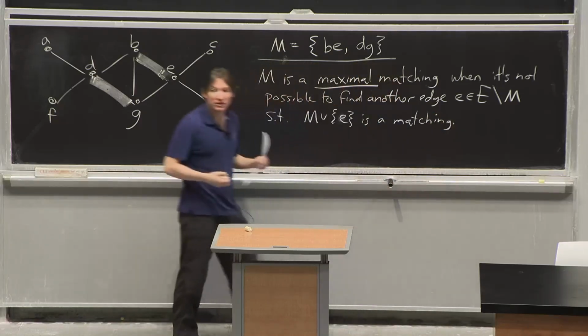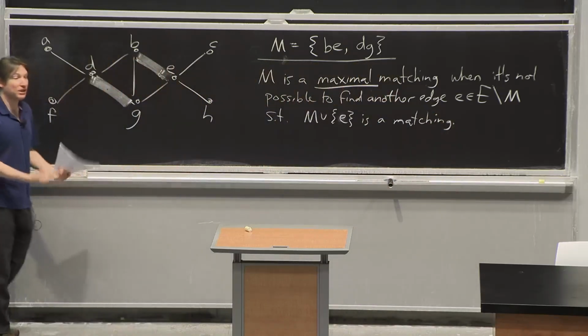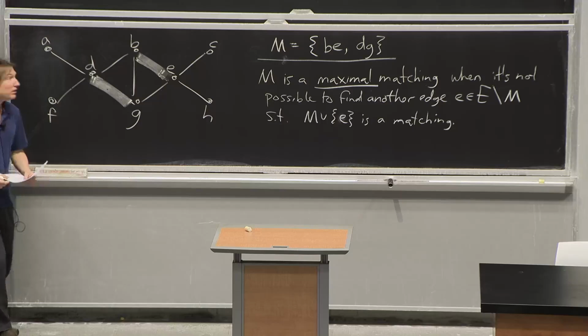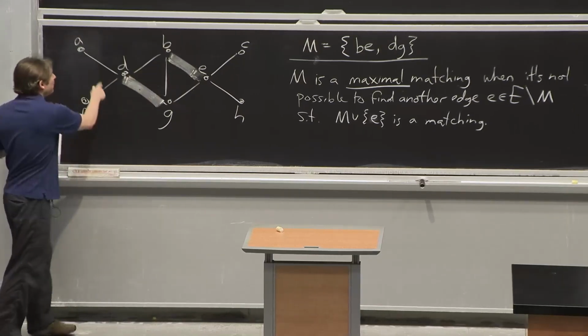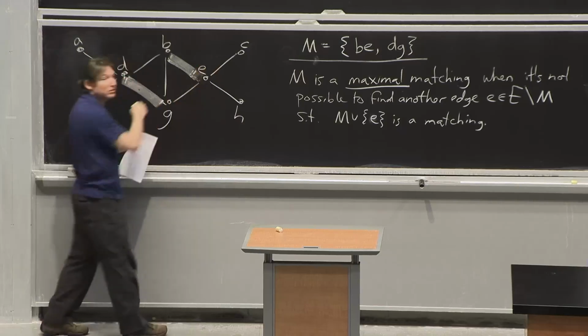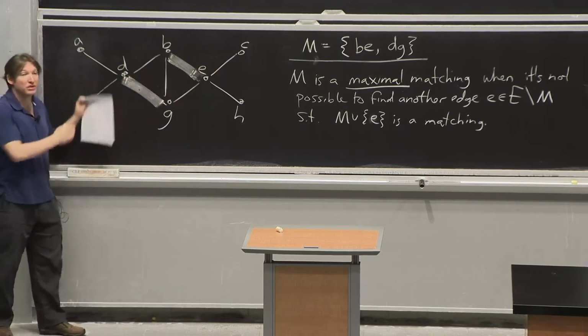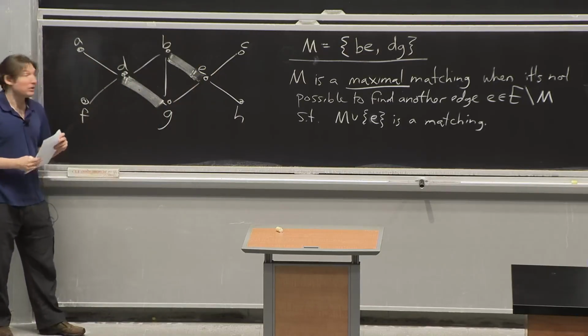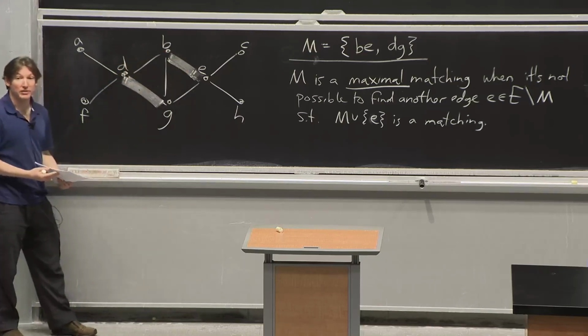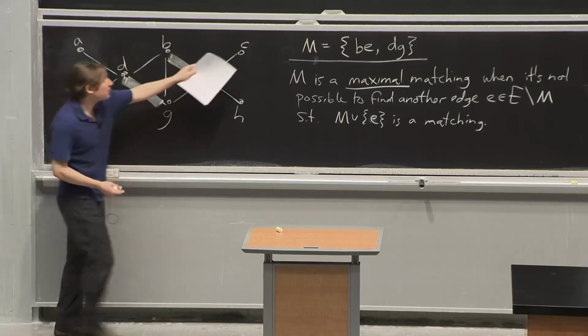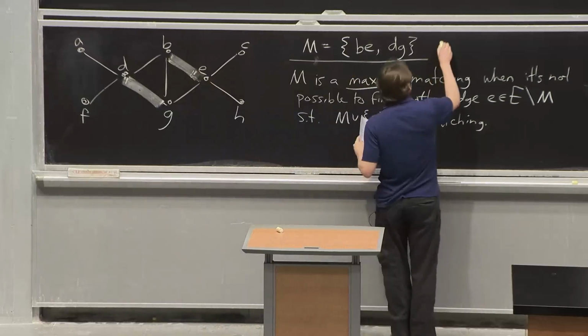So maximal means you can't add new edges to the set of edges you already have. So in this case, with these two edges, all of the other edges I might try to add to these two have an endpoint in common with one or the other. So I can't pick new edges to put into M while keeping the ones I already have. So that makes M, this matching, maximal.